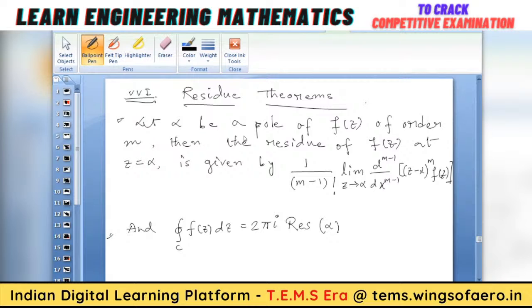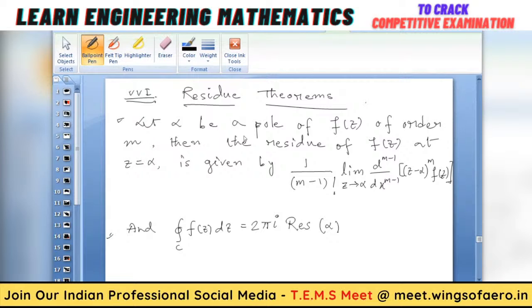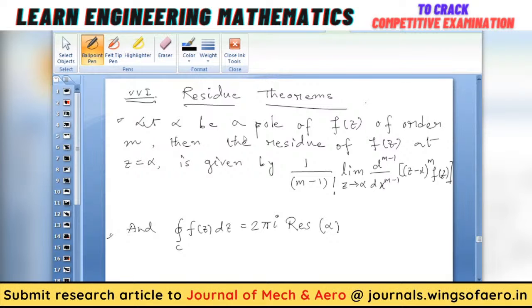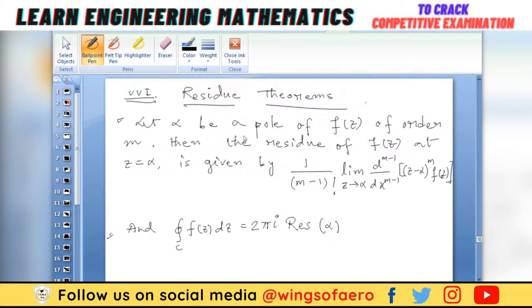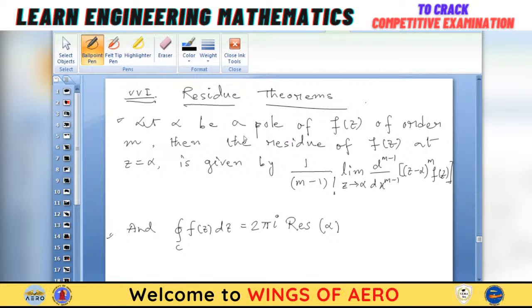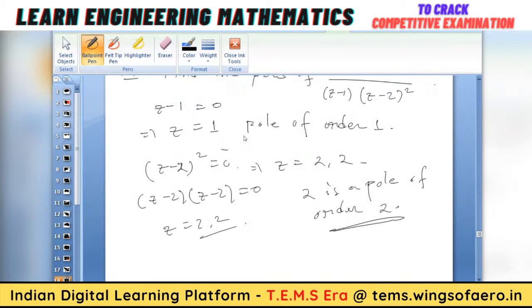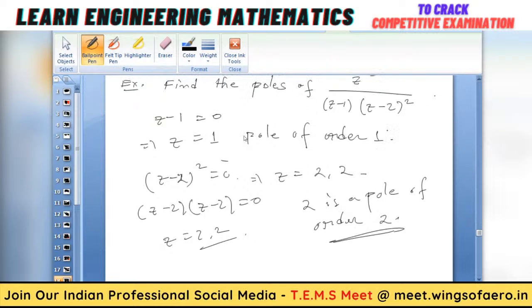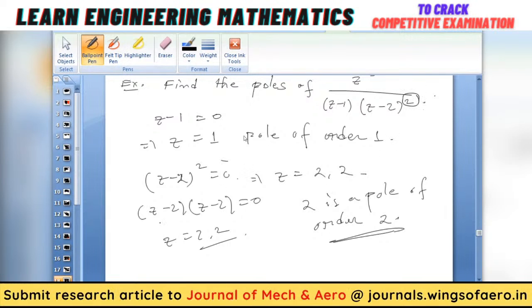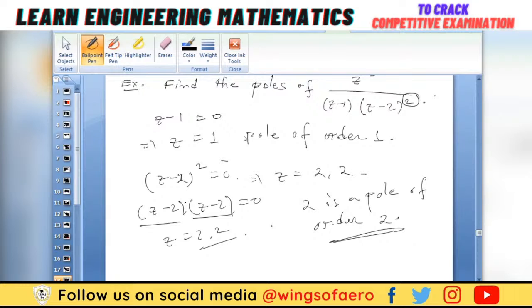Sir, we have taken z minus 2 into z minus 2 equal to 0, and there we found z equal to 2 comma 2. Then the order will be 1, right, sir? No, the order is 2. Z minus 2 is a pole of order 2, because the whole square is there. Z minus 2 only, sir.